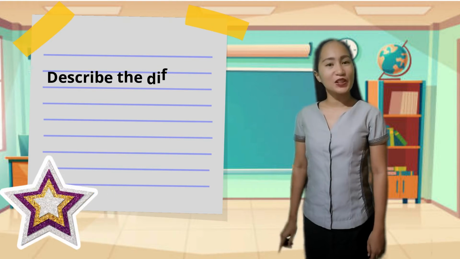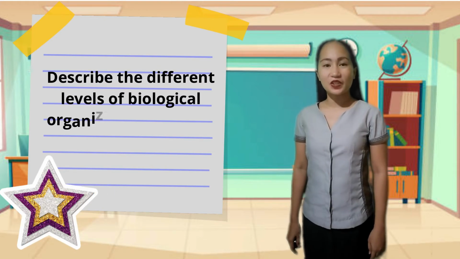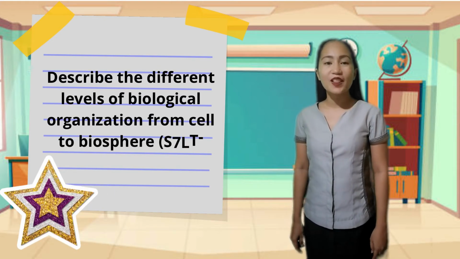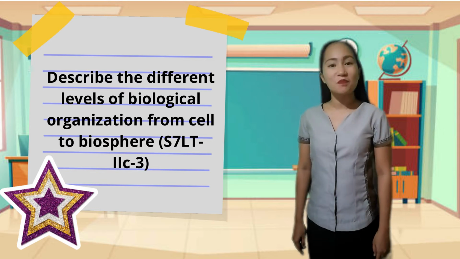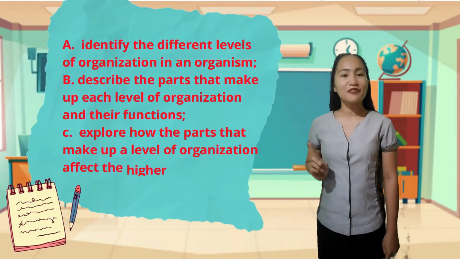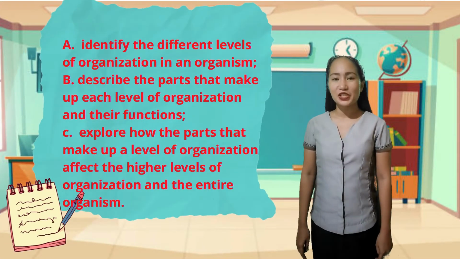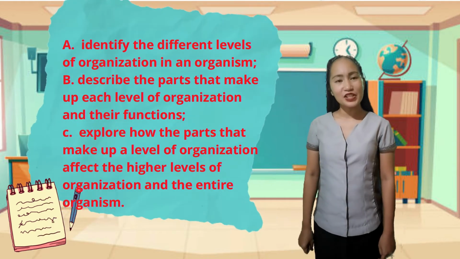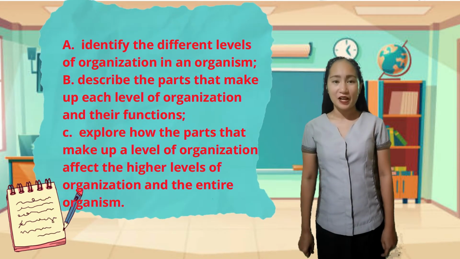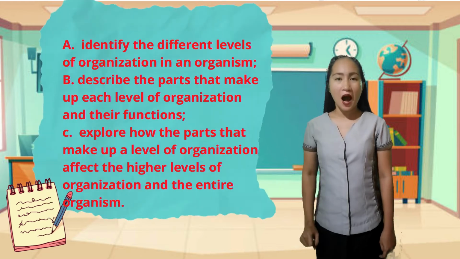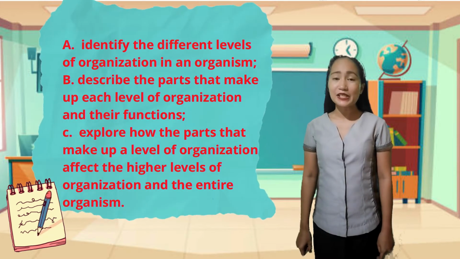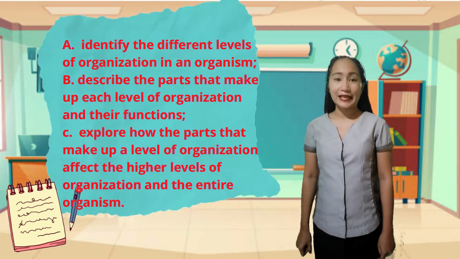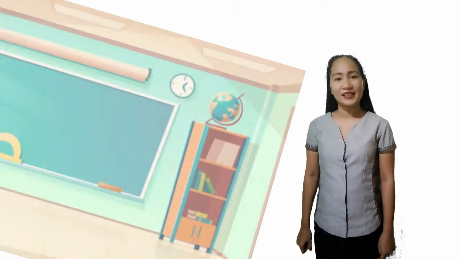Our most essential learning competency is to describe the different levels of biological organization from cell to biosphere. After going through this module, you are to identify the different levels of organization in an organism. Second, describe the parts that make up each level of organization and their function. And third, explore how parts that make up a level of organization affect the higher levels of organization and the entire organism.